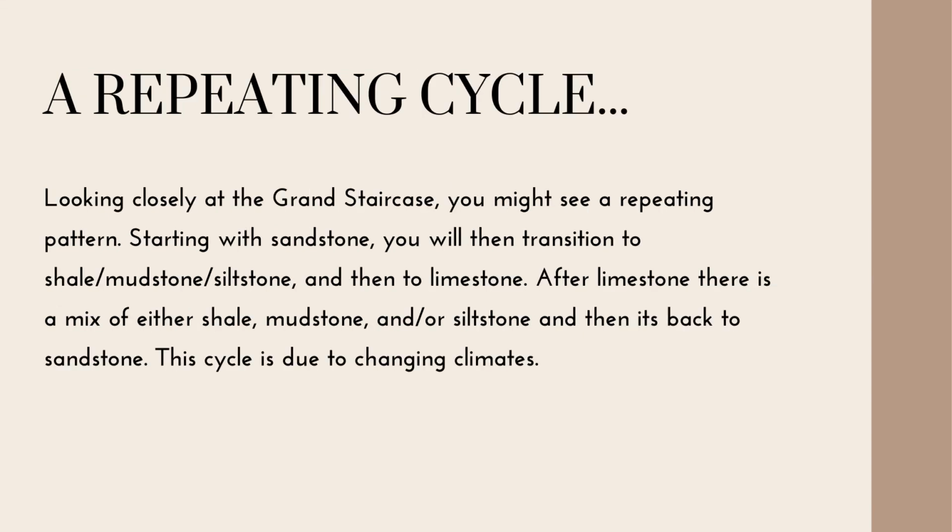A repeating cycle. Upon looking closely at the Grand Staircase, you might have noticed a repeating cycle of rock types. This cycle is dry, moist, wet, moist, dry, etc. This cycle can be geologically translated to sandstone, shale mudstone, limestone, shale mudstone, and then back to sandstone. You see, this is all due to changing climates.